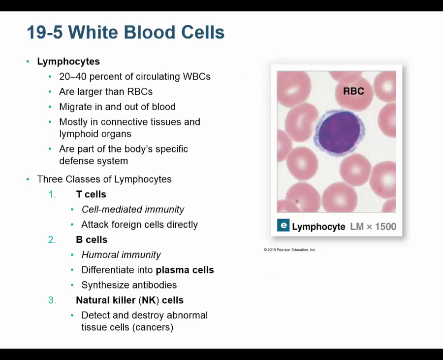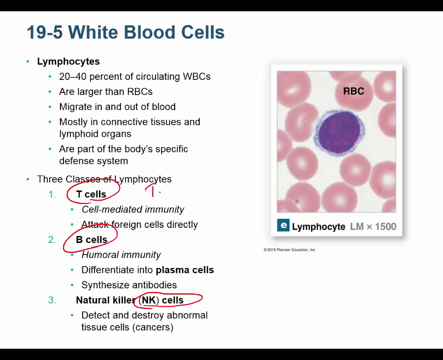Lymphocytes are going to be covered in chapter 22 in far greater detail, but there's three flavors of lymphocytes. There's T cells and B cells, and there's also these natural killer cells. They belong to different branches of the immune system.